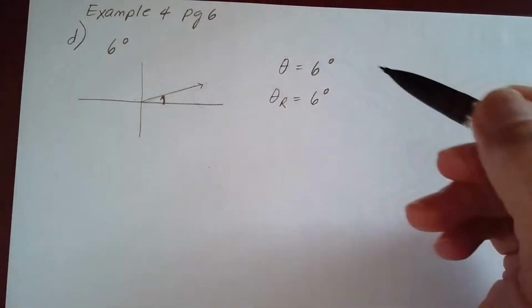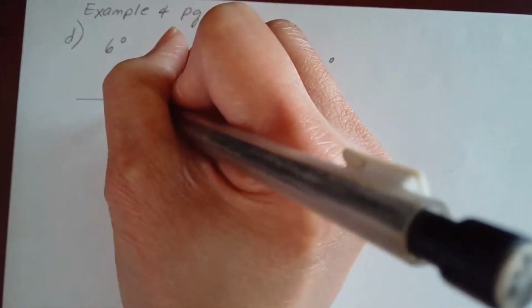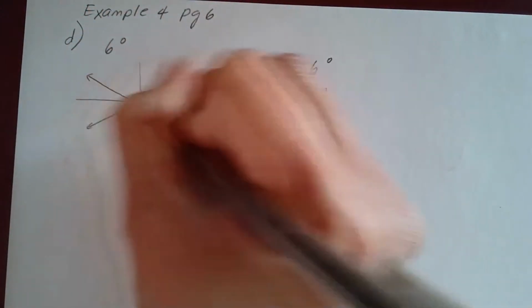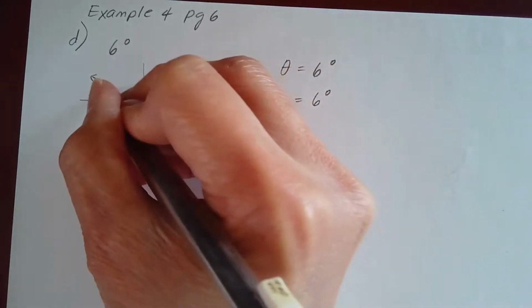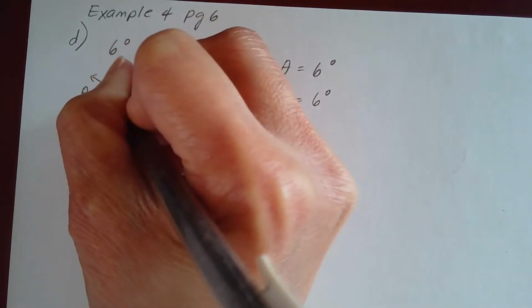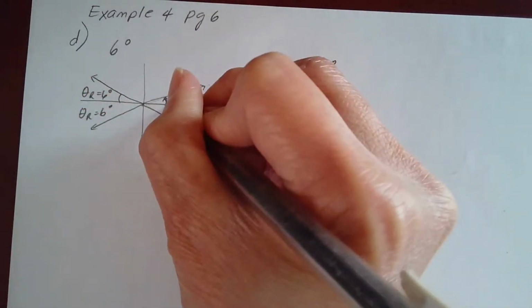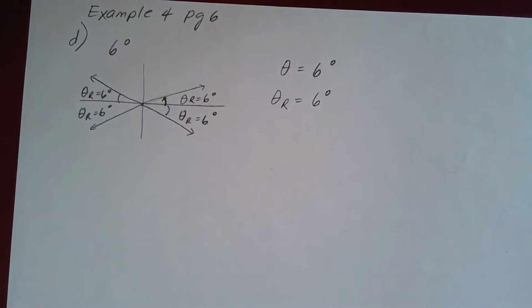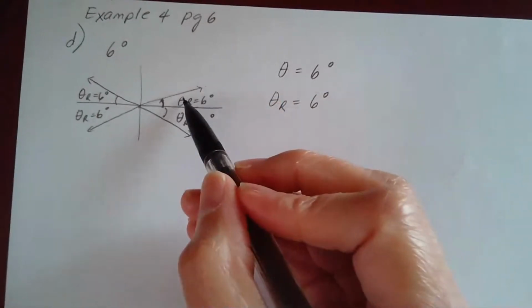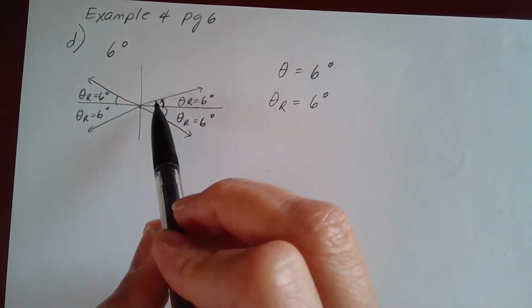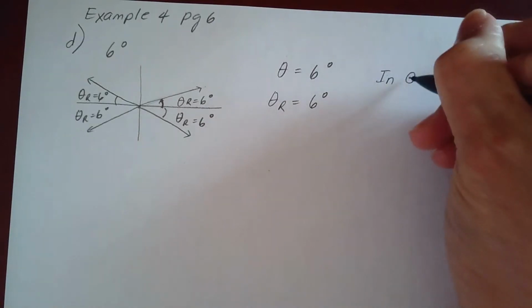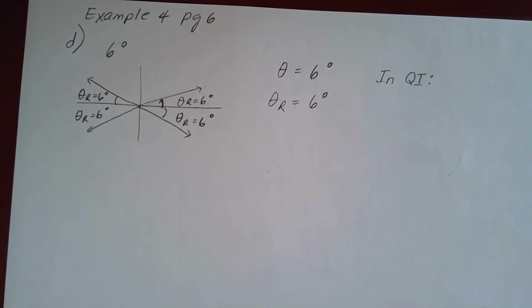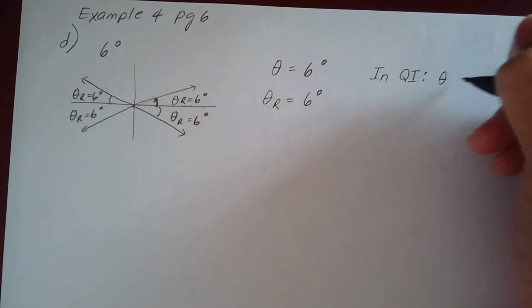So what are the angles that have a reference angle of 6 degrees? So theta r of 6 degrees. If that's the case, now we're going to find all of the angles, all of the theta in standard position that have a reference angle of 6 degrees. So in quadrant 1, quadrant 1 is easy because whatever the theta is and the reference angle are the same. So theta is equal to 6 degrees.